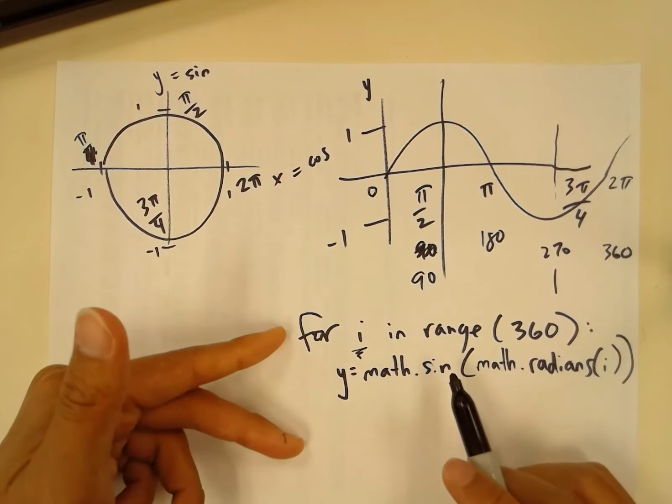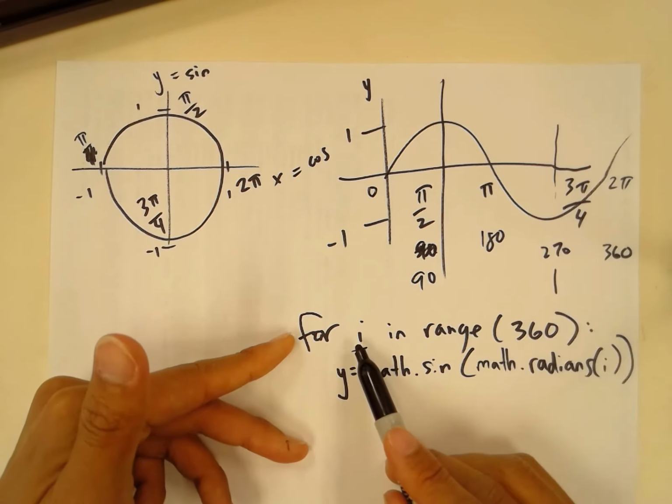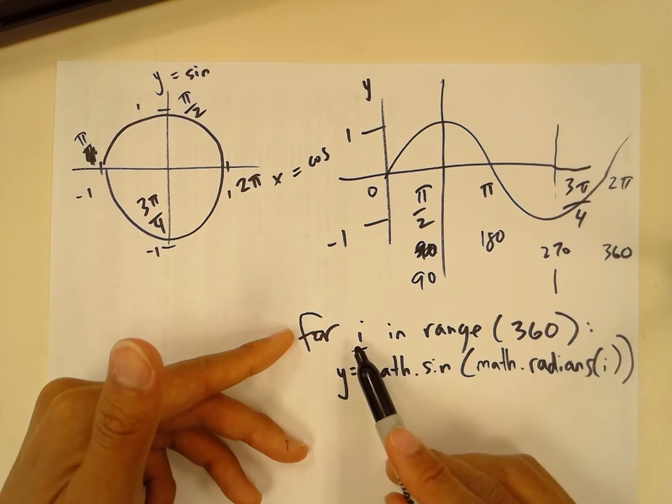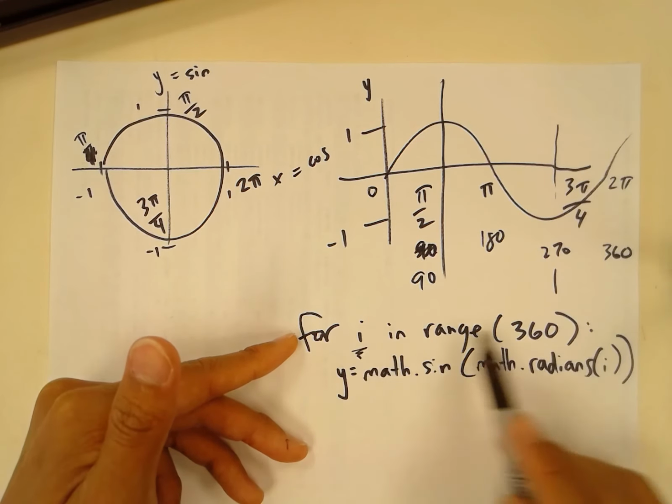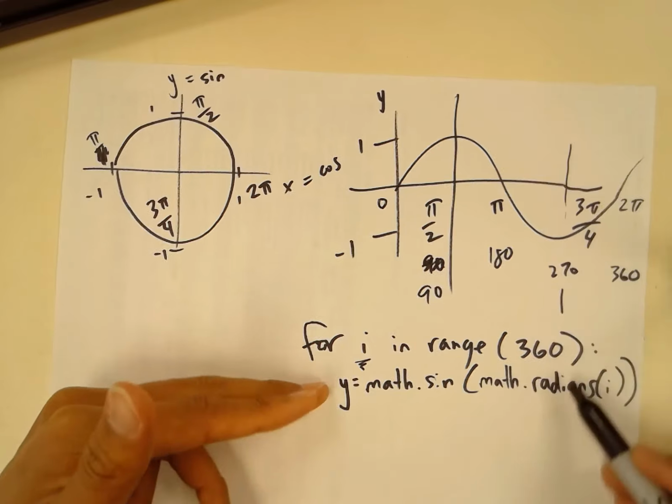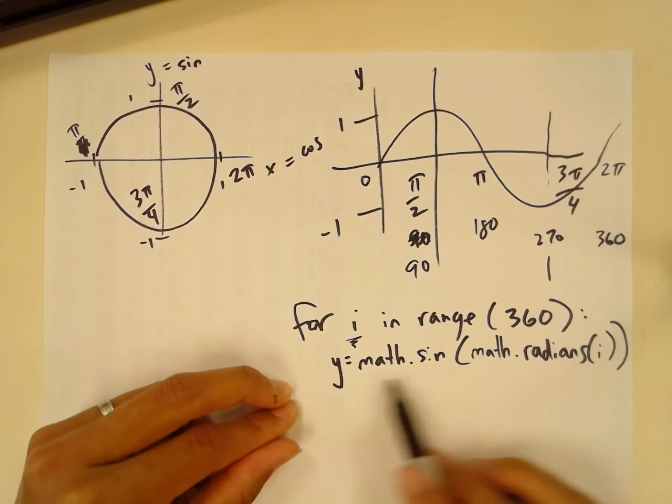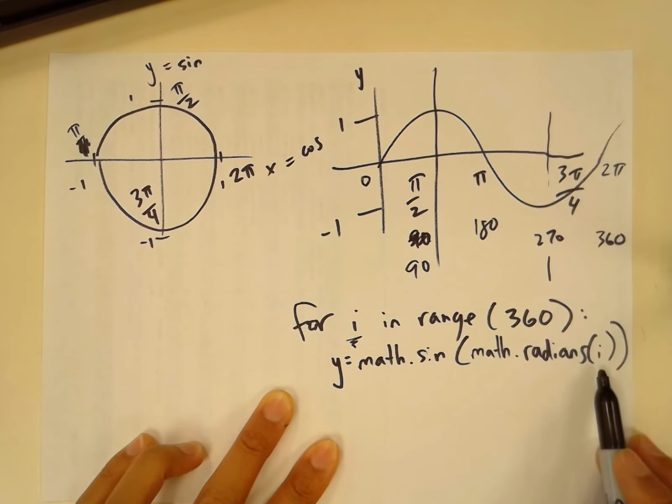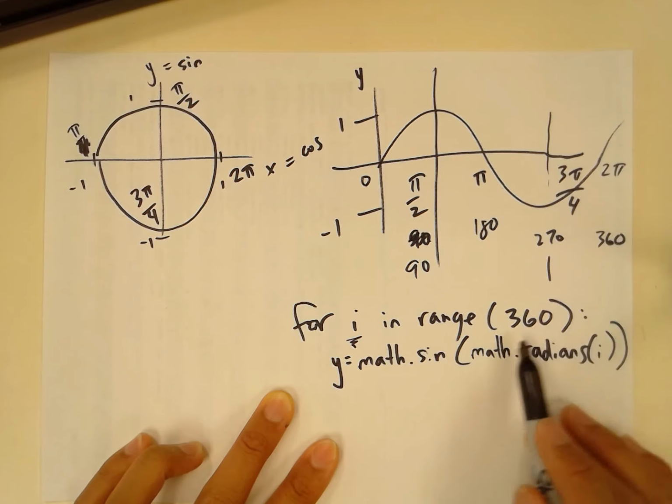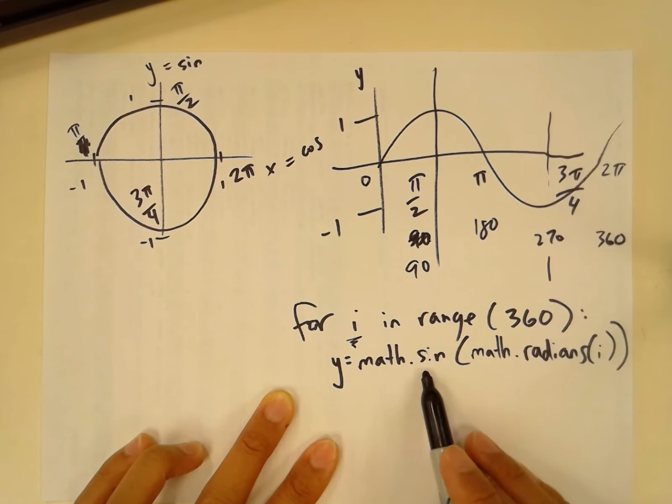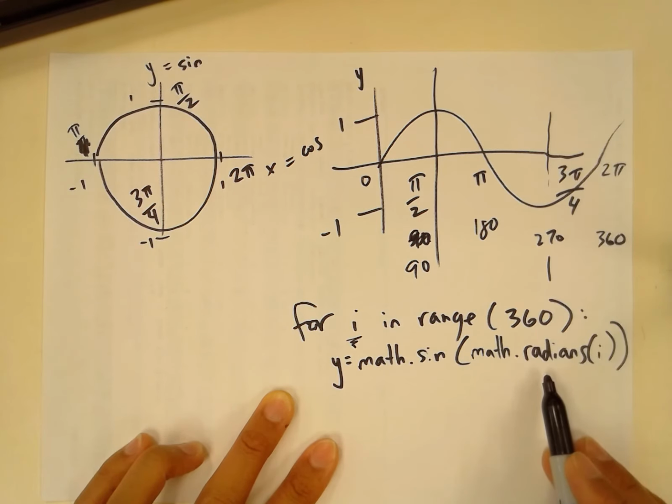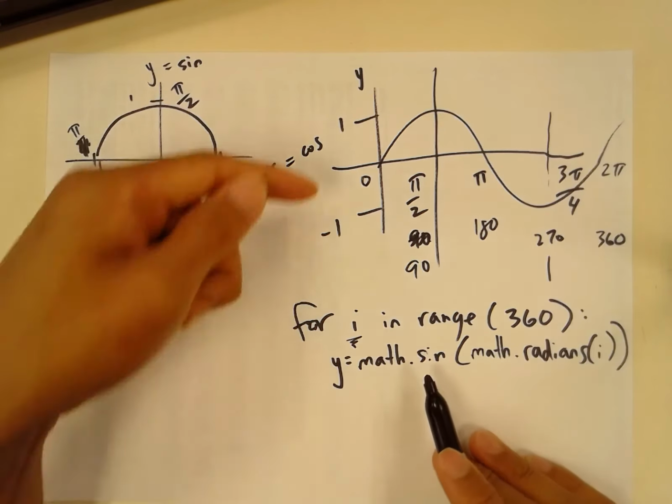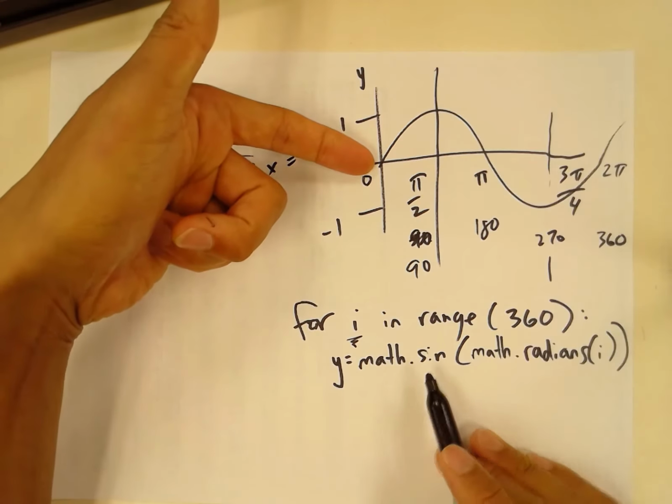So the first iteration of the for loop, i is going to be set to 0. And then it's going to check, is 0 less than 360? Yes, it is. So it's going to go into the body of the for loop, execute this line of code here, which is going to be math.radians of 0, which calculates to 0 radians. And then we'll do math.sine of 0, which is 0, right? So y is going to be 0. So the first point is going to be at 0, 0, right there.